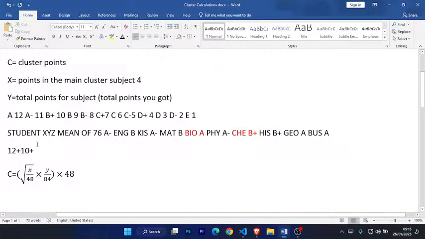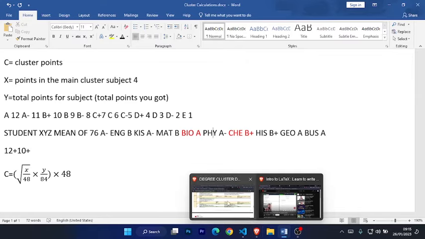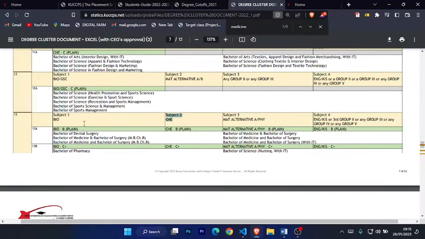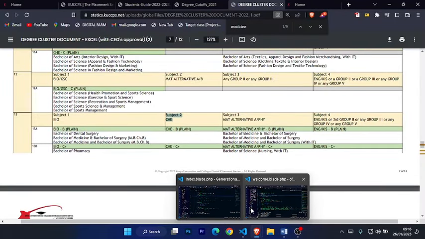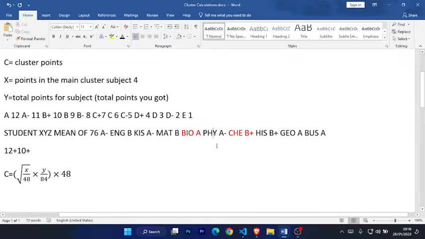Okay, our subject 2. So we go to the documentation and find the subject 2. Subject 2 for medicine is chemistry. So we come here and indicate the chemistry grade. Her grade is 10, a B plus. So we'll add 10 here.